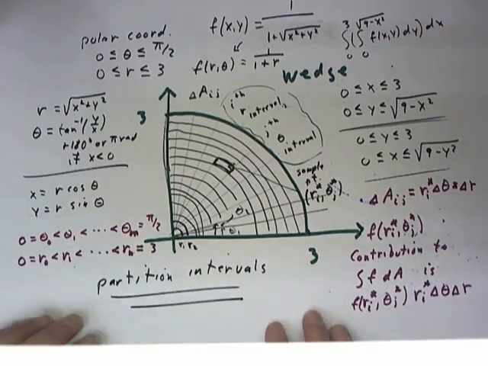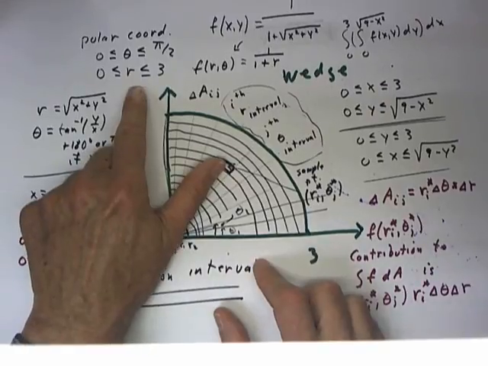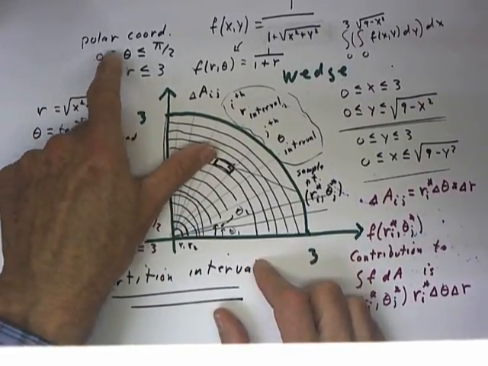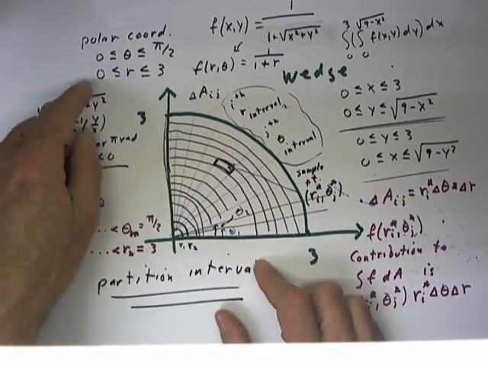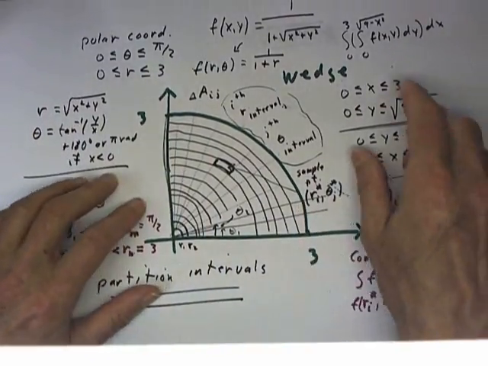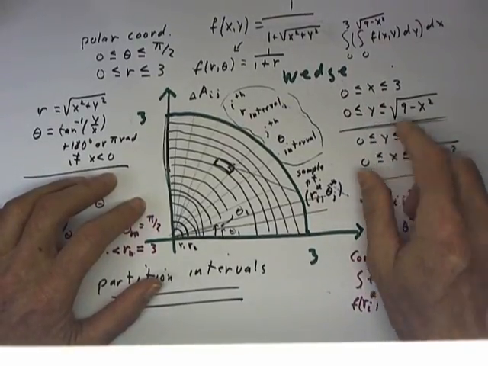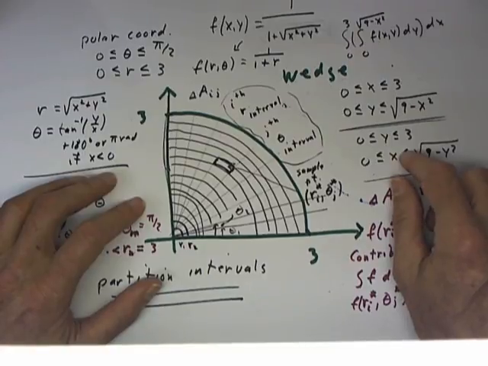Quick synopsis of what we've seen. The wedge, which can be described in polar coordinates as 0 ≤ θ ≤ π/2, the angle from 0 to π/2, r going from 0 to 3. Also representable in x and y coordinates in terms of the equation of a circle, essentially.